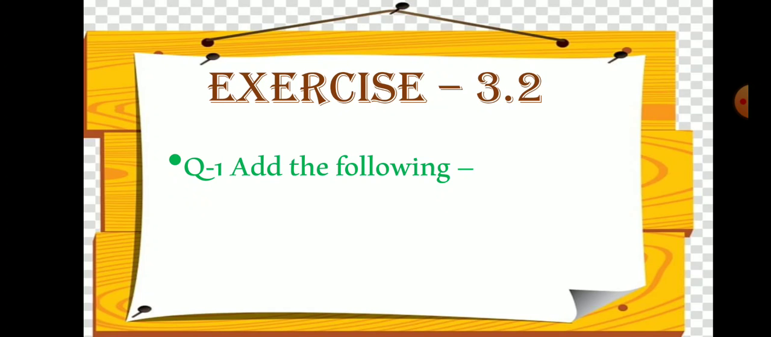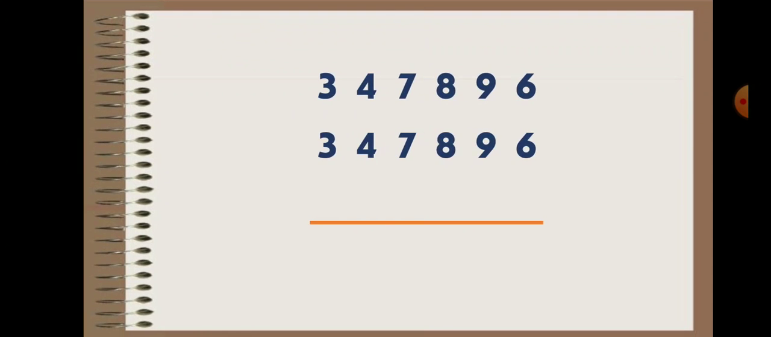So, our question is 347,896 plus 347,896. Now, let's start adding the digits from the back side of the number from ones place.